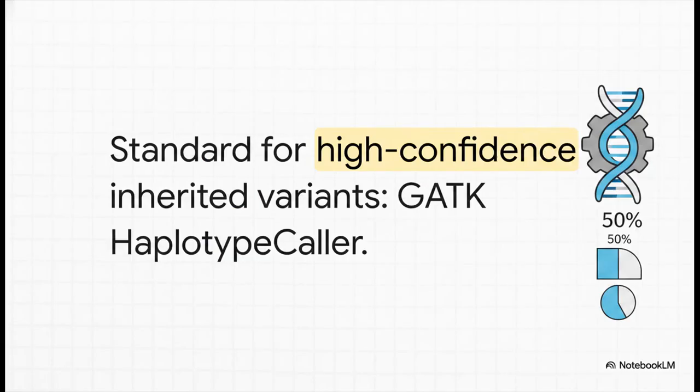Because these 50% or 100% signals are so prominent, we don't need to hunt for faint whispers in the data. That's exactly why the industry standard primary calling tool for these high-confidence inherited variants is the GATK haplotype caller. It's perfectly optimized to confidently identify these well-represented, expected genetic variants.